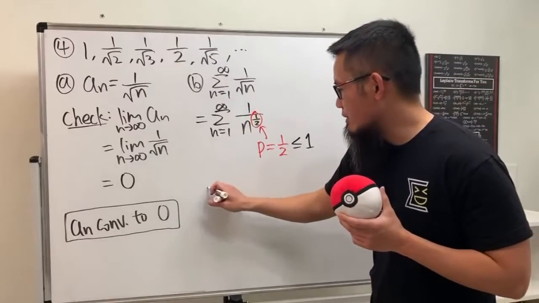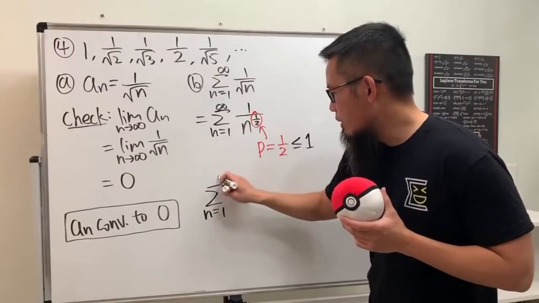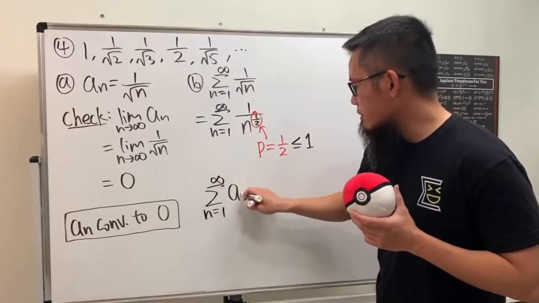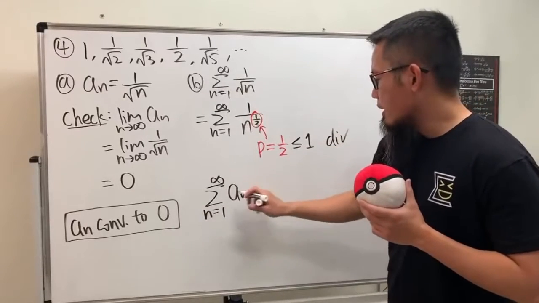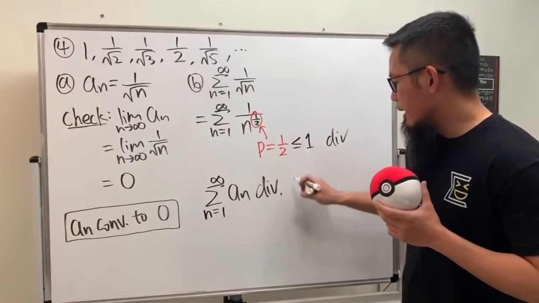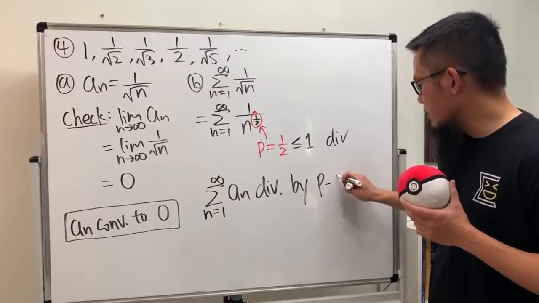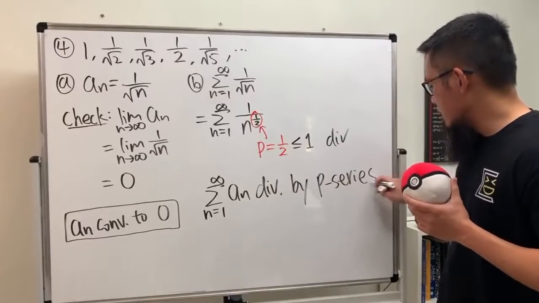So right here we can just say the series n goes from 1 to infinity of an. Right, so this right here actually diverges. So I'll just write down this right here. Diverges. And we can just say by p series. All right?